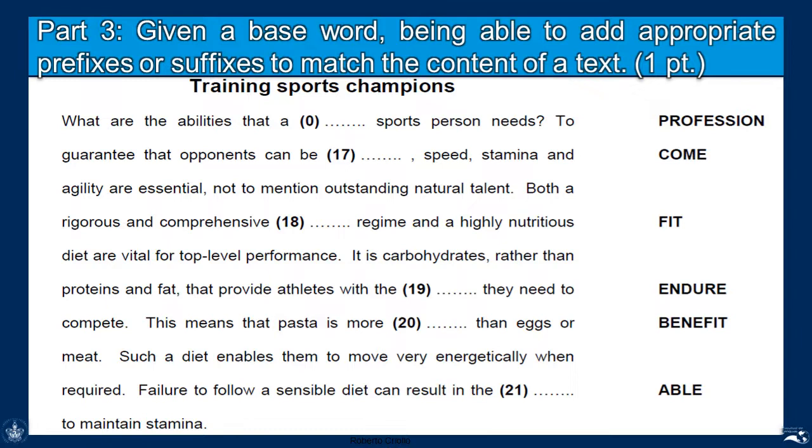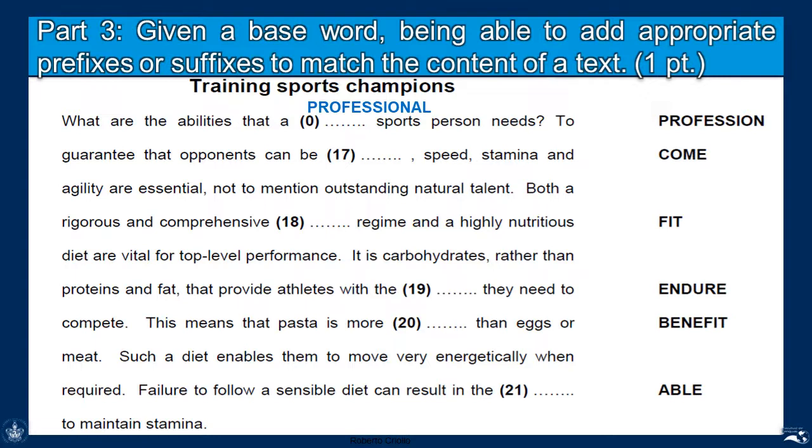Training sports champions. What are the abilities that a sports person needs? So if you see there, we have a noun, sports person, right? Athlete. So we need to make the word "profession" match that blank. So we need to transform it into an adjective. So we add the suffix "-al" so that it becomes "professional." A professional sports person needs, right?